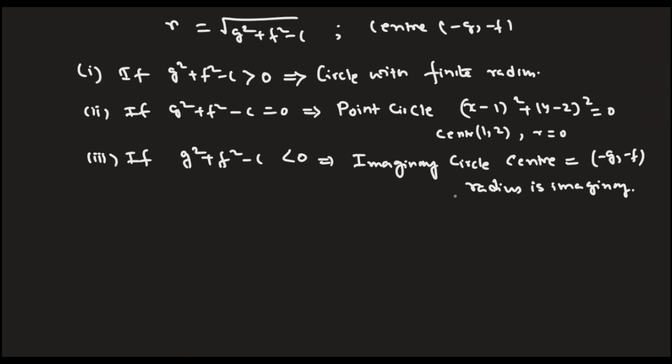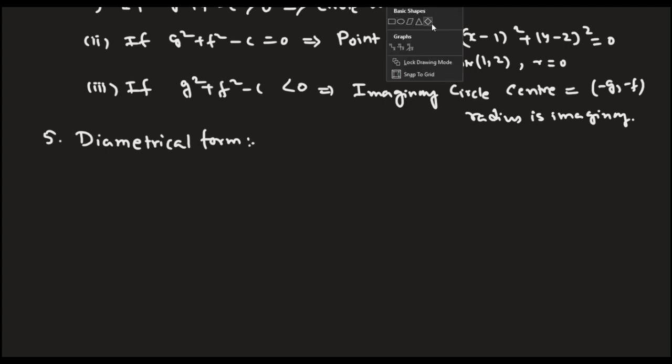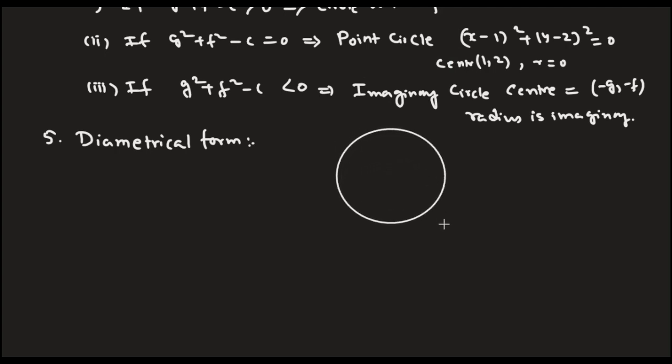Now the next point is point number 5, where we are going to discuss the diametrical form of the circle. This is known as the diametrical form. What is actually the diametrical form? In case of a circle, the diameter is given. Now we draw the circle from here. So now we have this circle, and we see that the diameter of the circle is given.